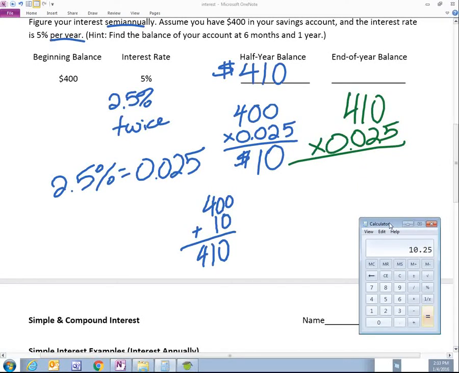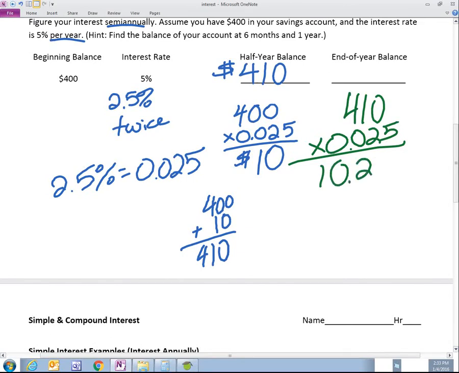So now we have $10.25. Look at the difference there of compounded versus non-compounded. If it was just 2.5%, it would only be 10, but we added onto itself, so now it's $10.25. So I'm going to add 410 to $10.25. I have $420.25.